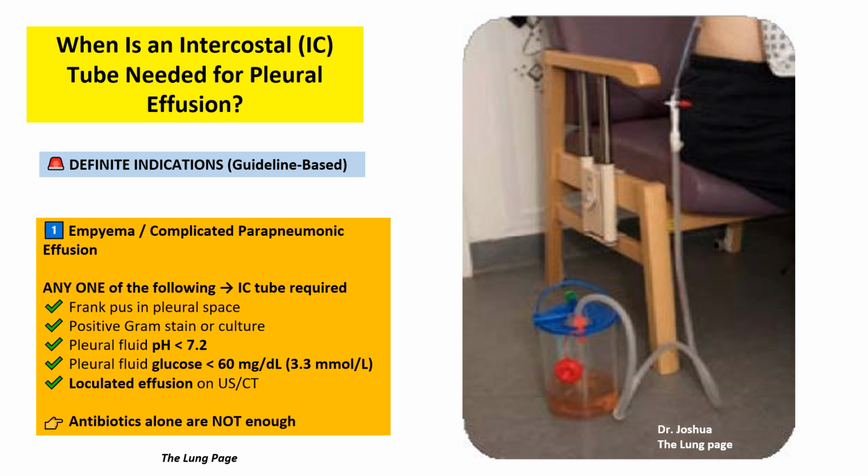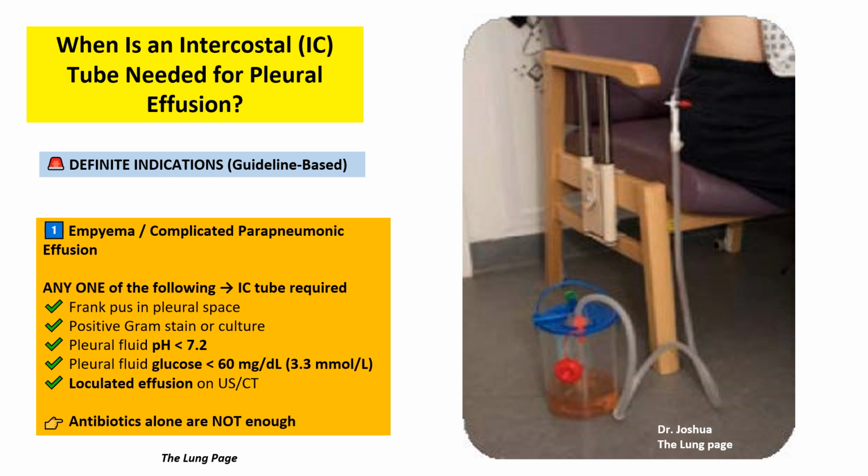First, we have to know about empyema. We all know that it is called complicated parapneumonic effusion. If any one of the following is present in a patient who presents with fever and we suspect a parapneumonic effusion, that is a complicated parapneumonic effusion. If any one of the following is there, we have to put the IC tube then and there to drain the fluid. So antibiotic alone is not enough for this type of patient.